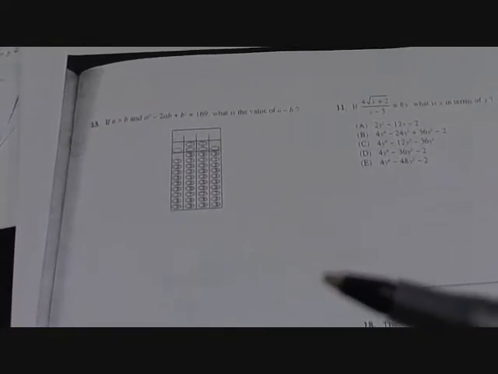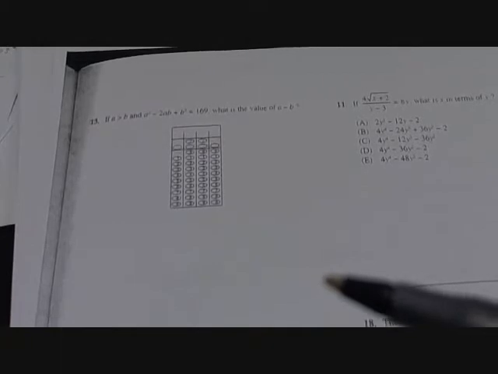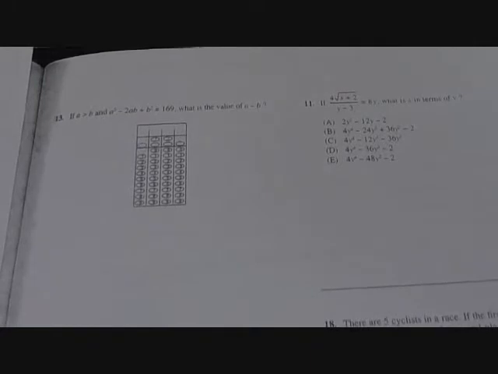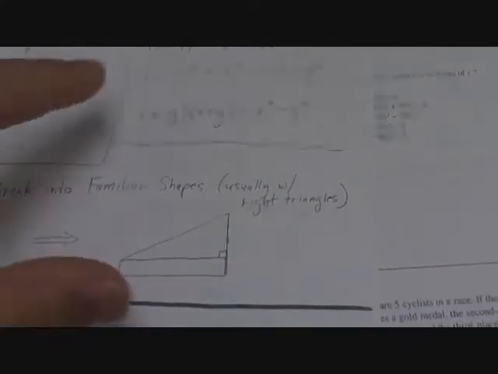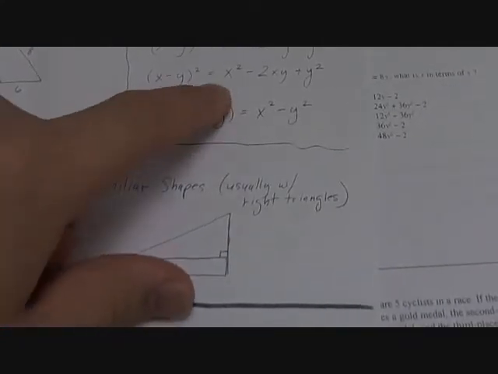Question number 1. If a is greater than b and a squared minus 2ab plus b squared is equal to 169, what is a minus b? So the one thing you need to know, when you see this, you have to recognize that this is just a minus b squared. Because remember, from your sheets, x minus y squared is x squared minus 2xy plus y squared, which is the same thing as that. So you have a minus b squared is equal to 169.